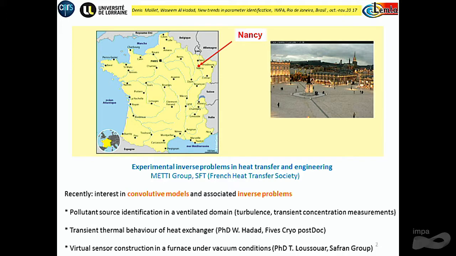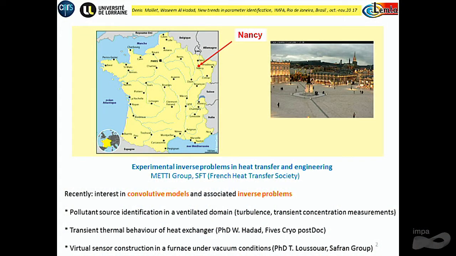Some applications we did are very diverse. For example, pollutant source identification in a ventilating domain, where the domain is airflow. We have turbulence, and we made transient concentration measurements in order to retrieve the pollutant source in terms of grams per second.